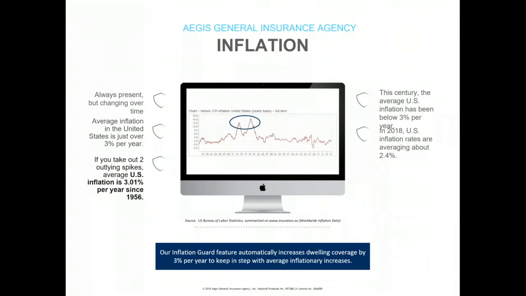And one important thing to note, I know that inflation guard type endorsements are somewhat common, which is a good thing because you do need to keep in step with inflation. Some of them run off an index and they adjust every year a different amount that they apply to the policies. Ours is a static 3% because we feel pretty comfortable in the numbers since it goes all the way back to 1956 that an average of 3% will keep you in step.